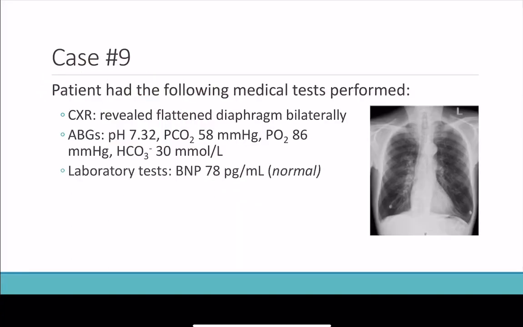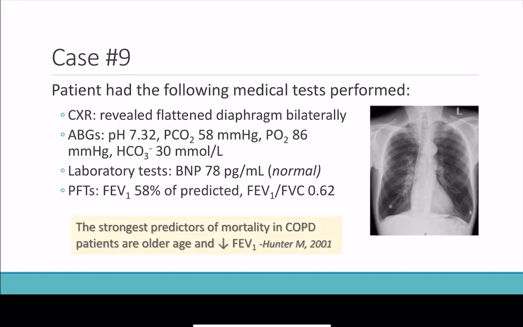They did some laboratory tests, and it revealed BMP was normal. So that's on that list, again, because heart failure symptoms can look a lot like lung symptoms, because when fluid backs up into the system behind the heart, it backs up into the lungs, and it can cause a lot of pulmonary symptoms. So they needed to rule out heart failure by taking the BNP values. They did pulmonary function tests, and they saw that his forced expiratory volume in 1 second was 58% of predicted, and the FEV1 to FVC was 0.62.